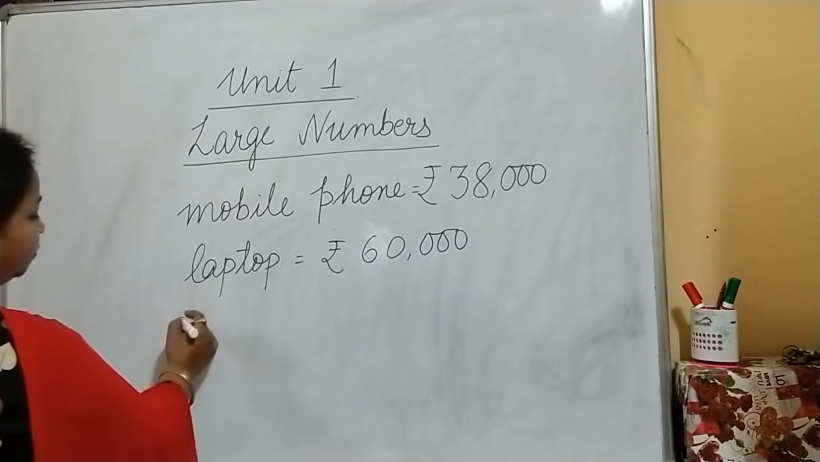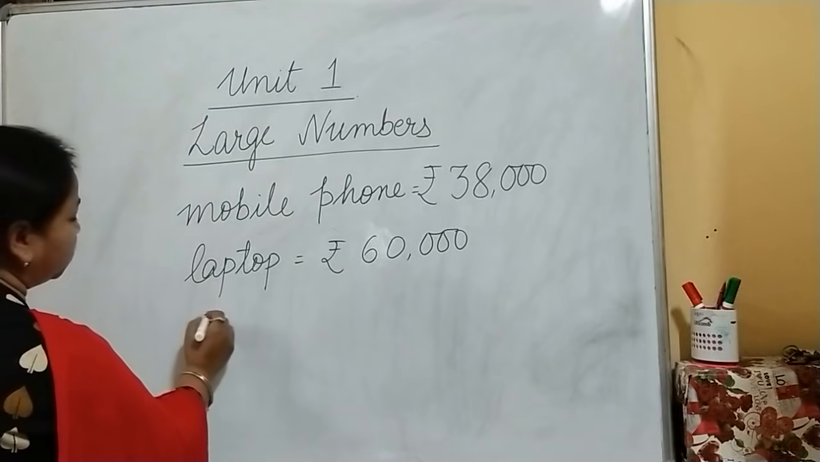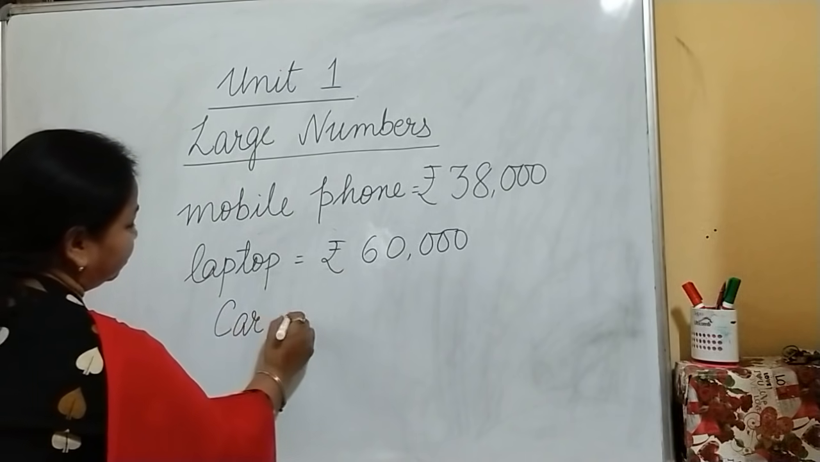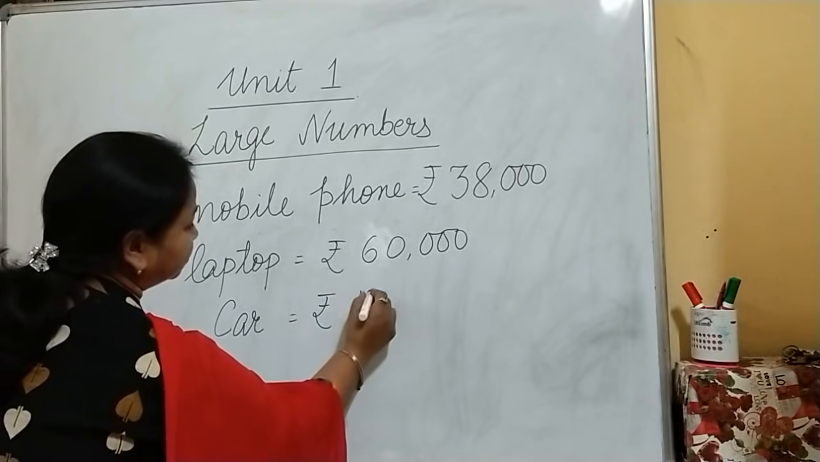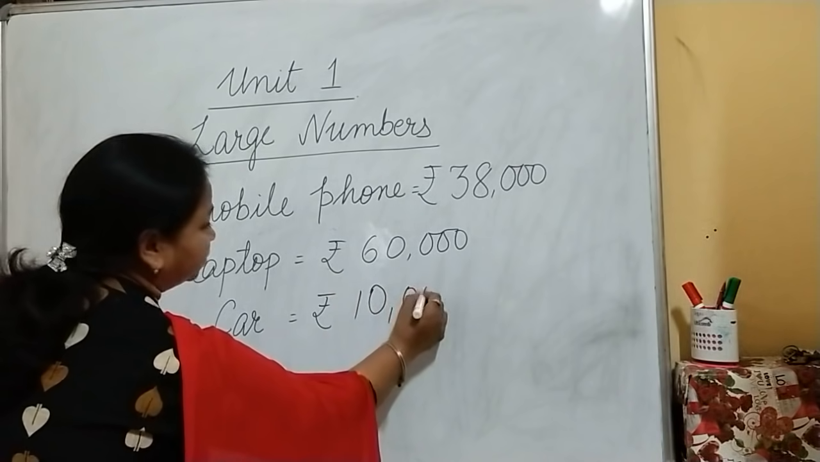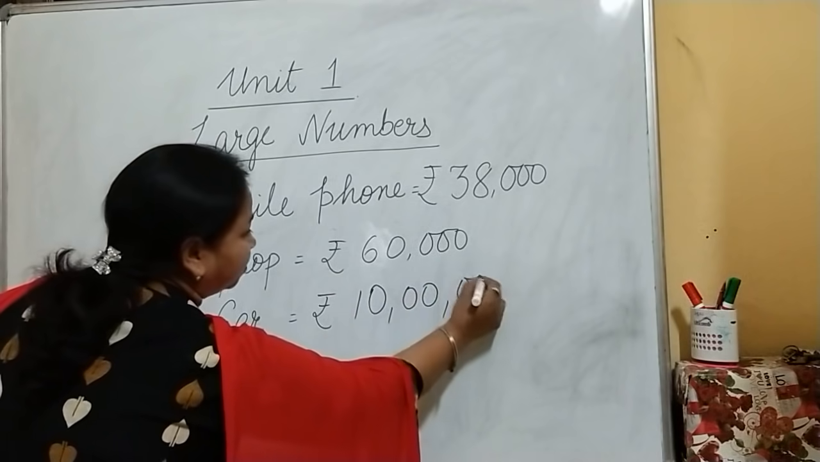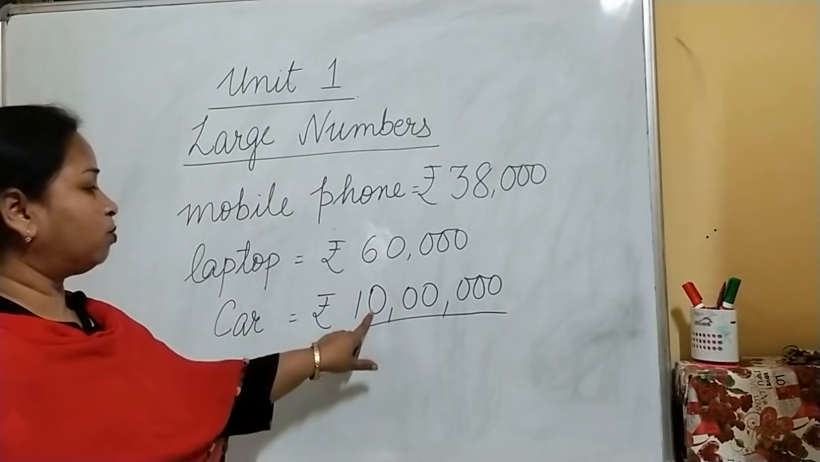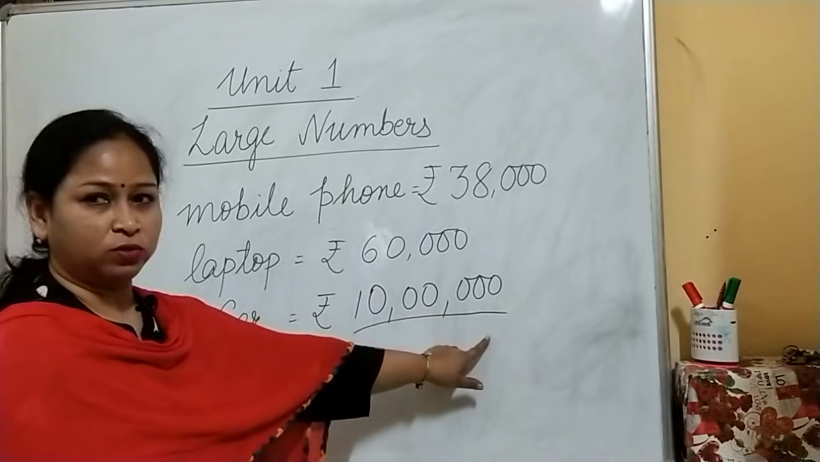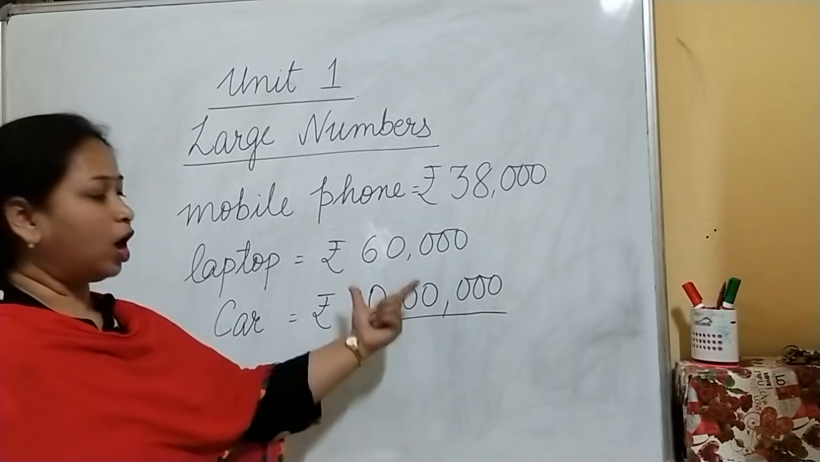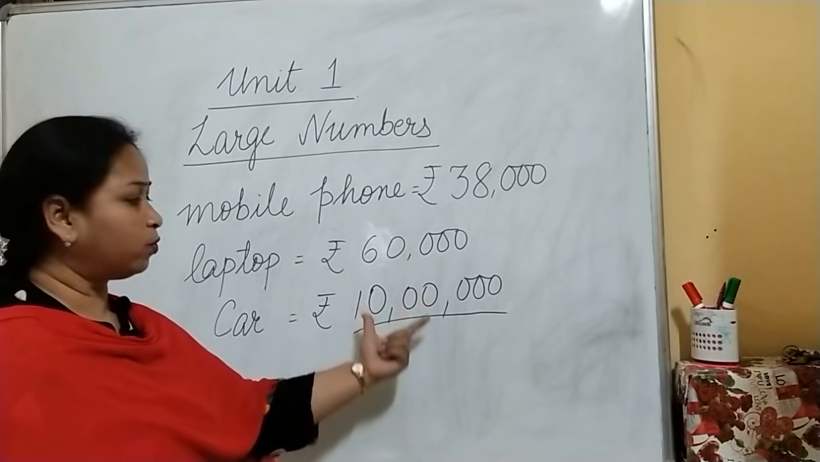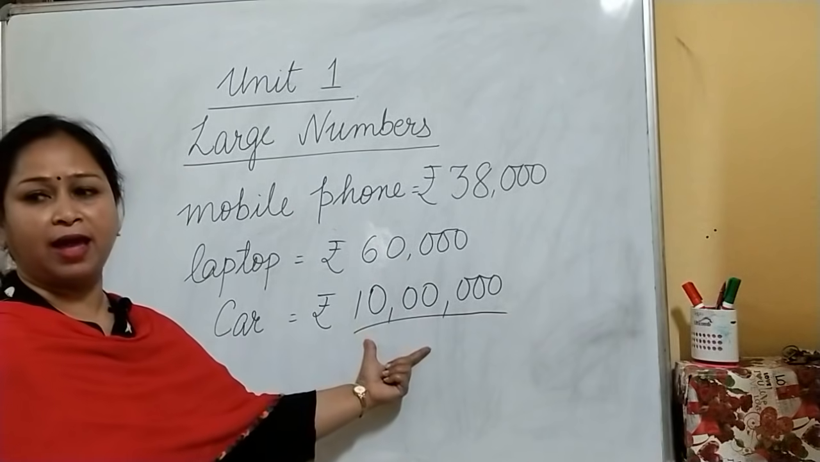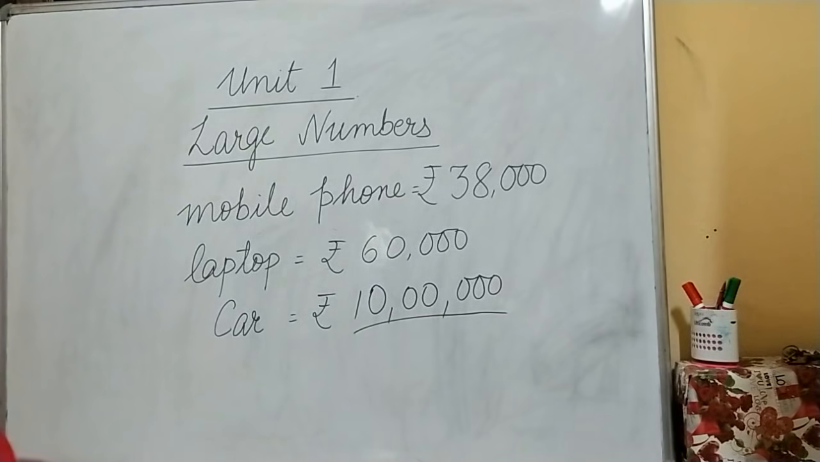Now, suppose you are planning to purchase a new car and the price goes as 10,00,000, again 3 more zeros. So, how are you going to read this number? This is 1 followed by how many zeros? 6 zeros. So what is the name and how are you going to pronounce this? This is 10 lakh.